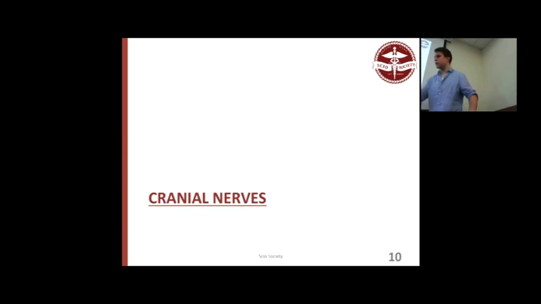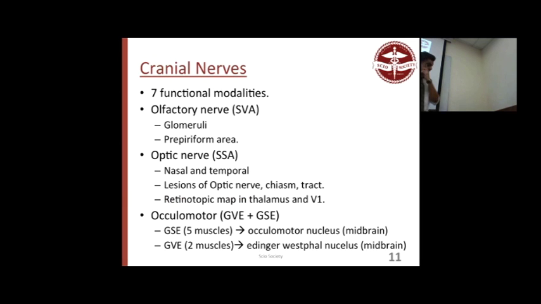Perfect. Cool. All right, so I'll be going over cranial nerves. There's 12 of them, in case you didn't know that. What? Yeah, I know. So we'll go through them pretty quickly for the simple ones.